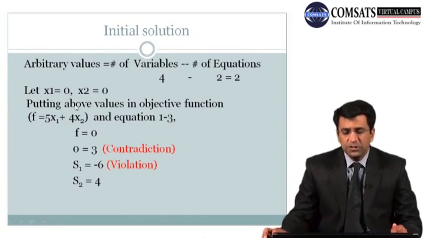So if we put x1 is equal to 0 and x2 is equal to 0 in all our equations, our objective function will become f is equal to 0. Our objective function basically was f is equal to 5x1 plus 4x2, but when we put x1 is equal to 0 and x2 is equal to 0, our objective function f will become f is equal to 0.